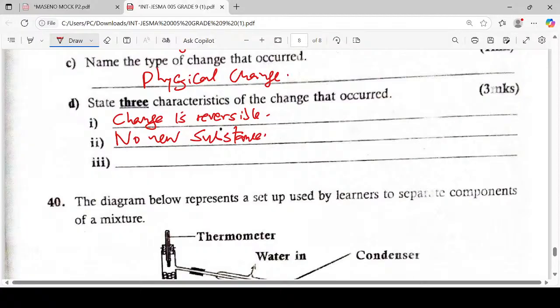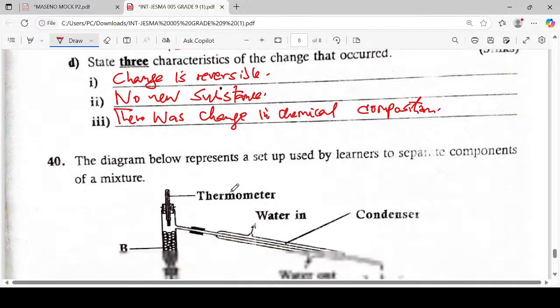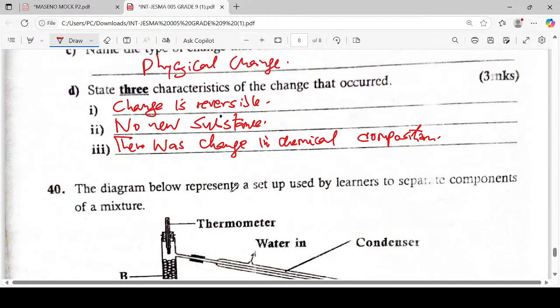Then next, we can also talk about there was change in chemical composition. There was change in chemical composition. So those are the three characteristics.